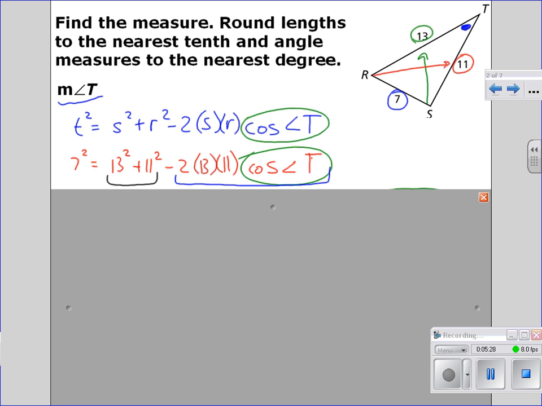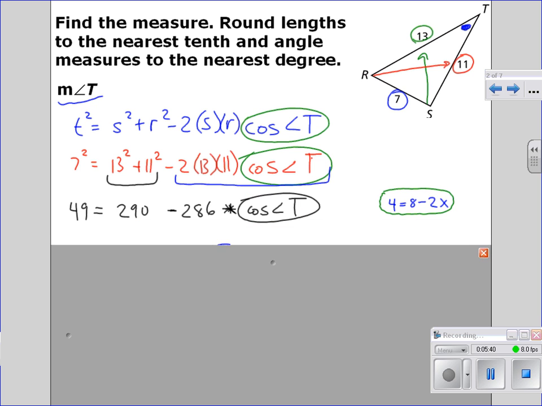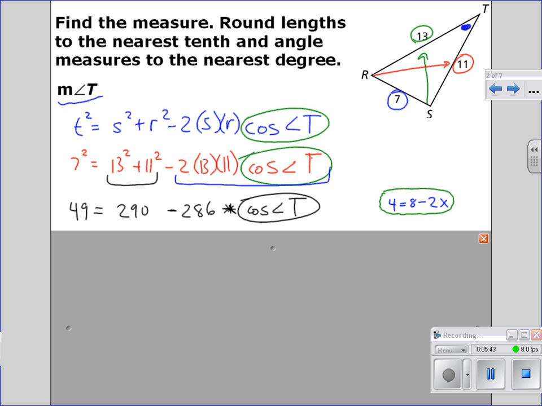Right now, I should be saying to myself, I'm going to be using a ratio, so I'll be using my inverse button on my calculator at some point in this process. Again, kind of the same idea. 13 squared plus 11 squared is 290. On the left, 7 squared is 49. Multiply all this together times the cosine of angle T. So we multiply the 2, the 13, and the 11 and get minus 286.